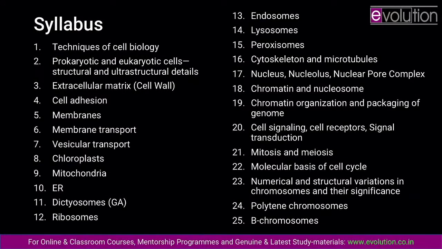So here on the board you have the syllabus. As you can see, there are 25 topics. Topics are fairly specific except perhaps the first topic, that is techniques of cell biology, because the UPSC has not specified what all cell biological techniques you have to study, and therefore you have to take a look at the past 15 years of question papers so that you can understand what the UPSC has asked from this topic.